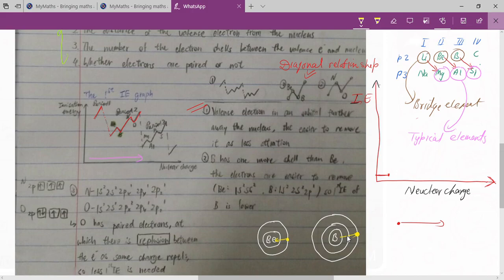Clear? That's why they are also saying that boron has lower ionization energy than barium. Because barium's outermost shell is a little bit close to the center, and boron's is a little bit away from the center. Do you understand that? Yeah, this one I understood.